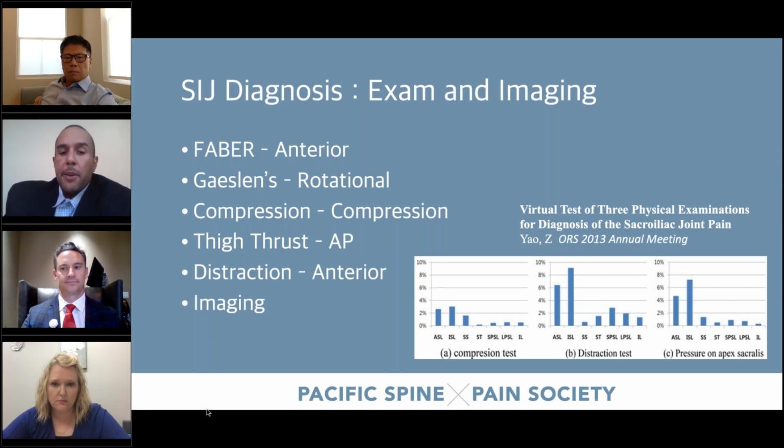The graph I have up there next to that is from a study that came out in 2013 out of Korea. They were looking at what part of the joint is being stressed when you move the sacroiliac joint with different physical exams. Does it really make a difference? The higher the blue bar, the more stress there is on certain ligaments located in the sacroiliac joint. So a compression test doesn't put nearly as much stress on the posterior or anterior ligaments as the distraction test does, and that's what's represented in that graph.